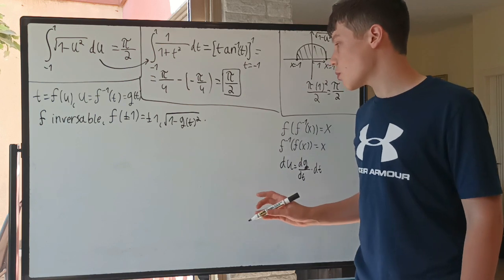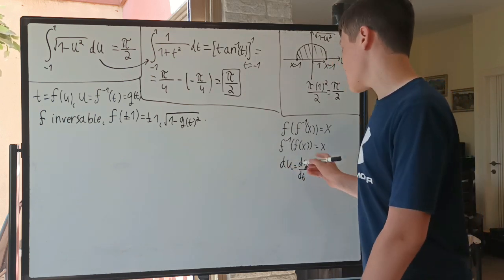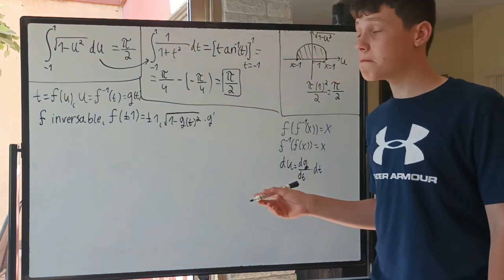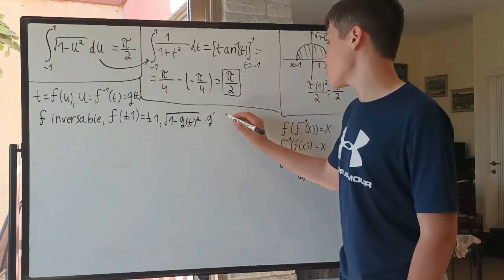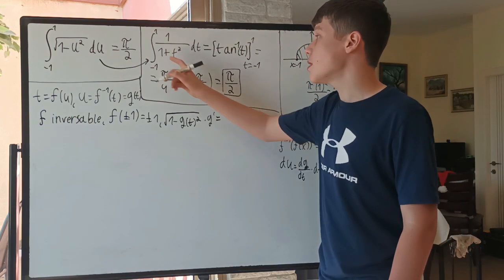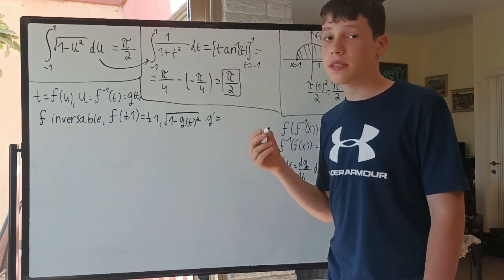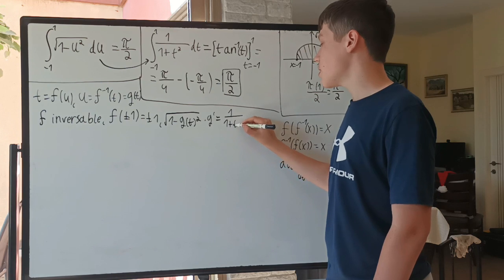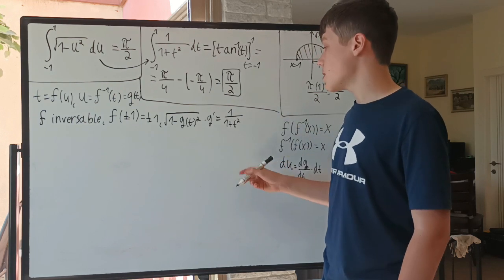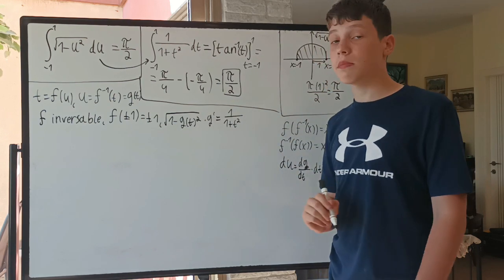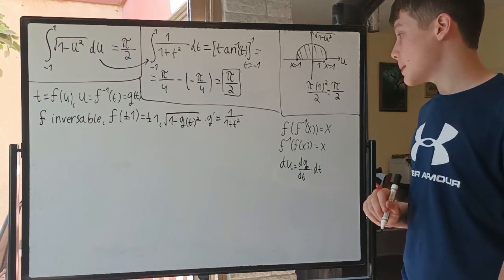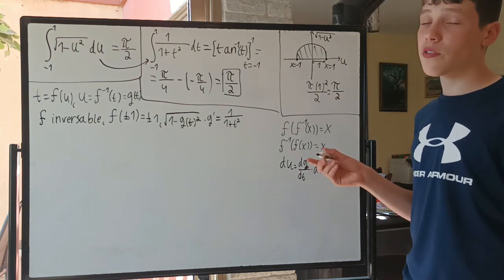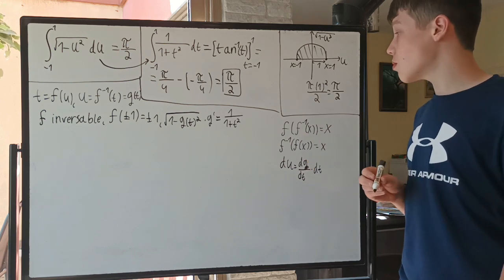So this is the derivative of g, so this is going to be g prime, and multiplied by dt, we want this to be 1 over 1 plus t squared times dt. In other words, if we just ignore the dt part, we want this to be satisfied. And as you might notice, this is a differential equation. So let's solve it.